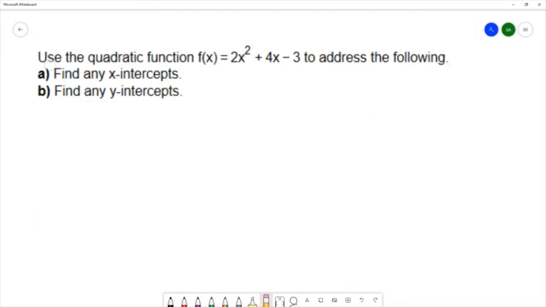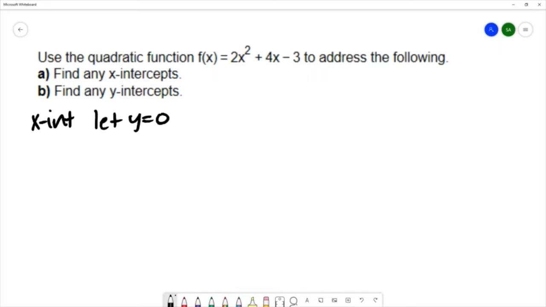In this question it says, use the quadratic function f of x equals 2x squared plus 4x minus 3 to address the following. We want to find any x-intercepts and find any y-intercepts. So I'll start with finding x-intercepts. To find an x-intercept, you're going to let y equal 0.